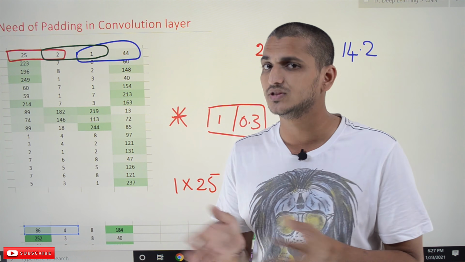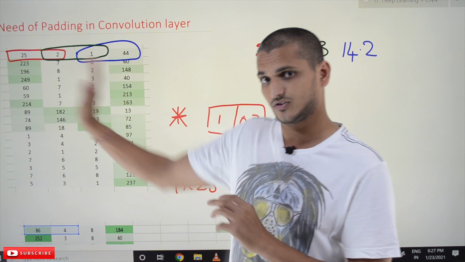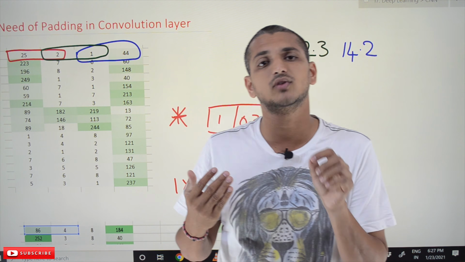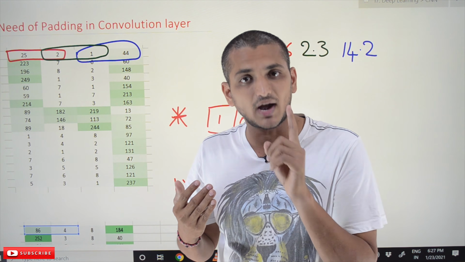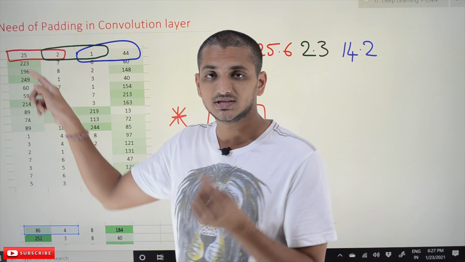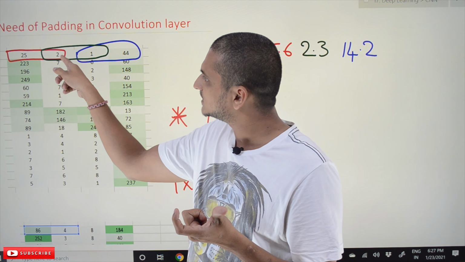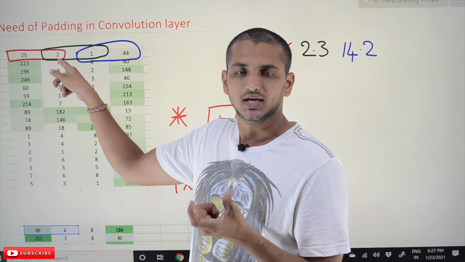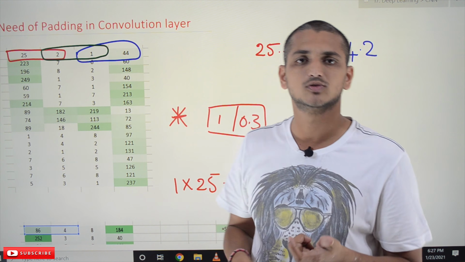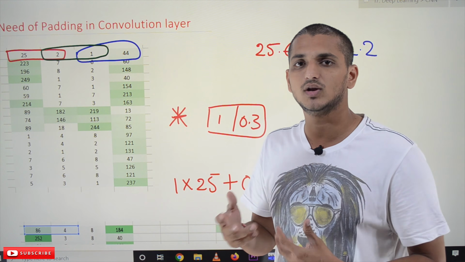What's the problem with this convolution operation? See here, the pixels on the leftmost side and the pixels on the rightmost side are involved in the convolution operation only one time. See here on the right side, that pixel 25 is involved only one time, but the second pixel, the value 2, is involved in this operation and the green color operation also. It is involved two times. So that is the problem with this convolution operation.